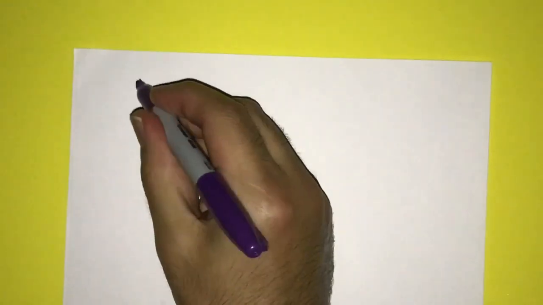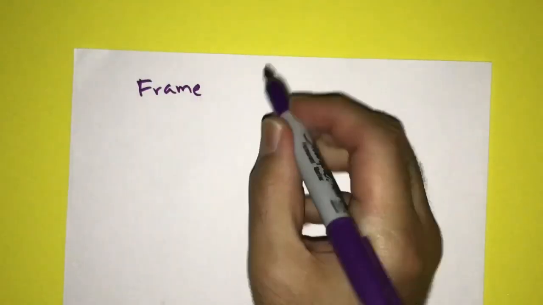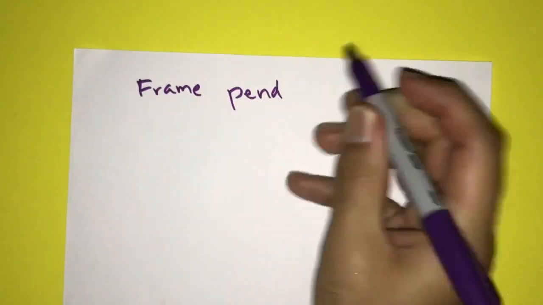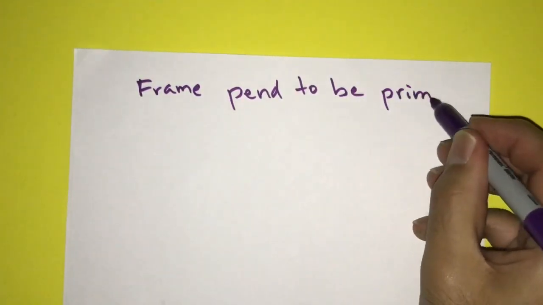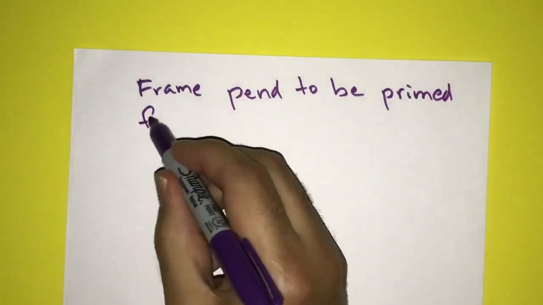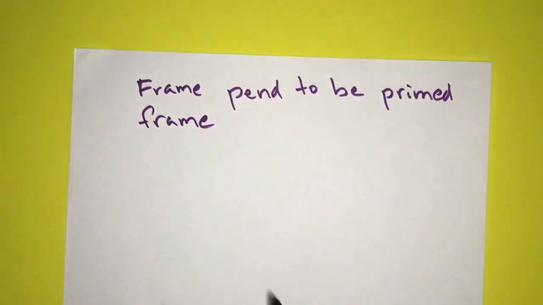And we're going to take the frame of the pendulum, we're going to take that to be the prime frame. Okay, so now we want to see what is the period of the pendulum measured by an observer moving at a speed of half the speed of light.